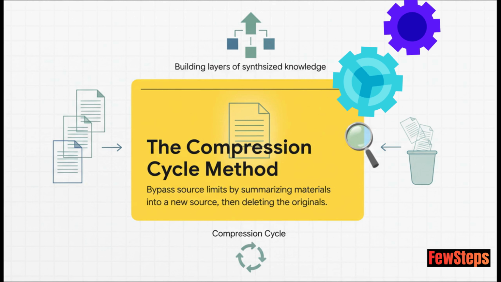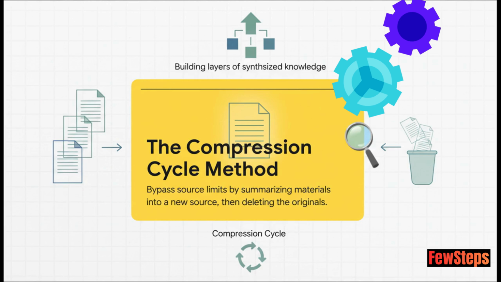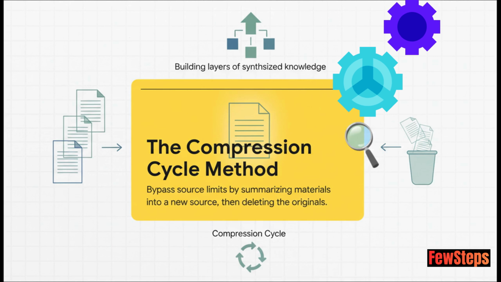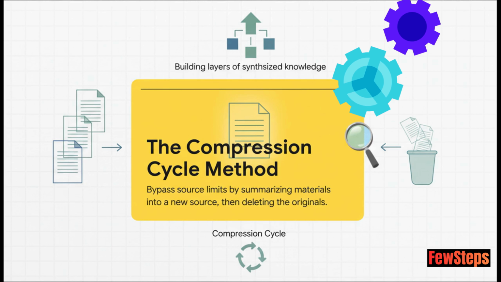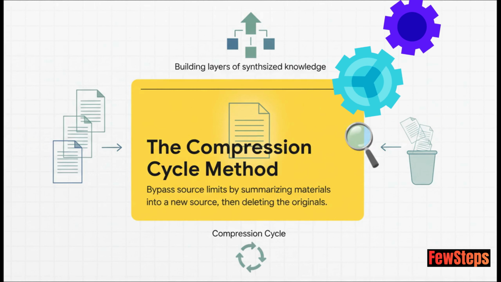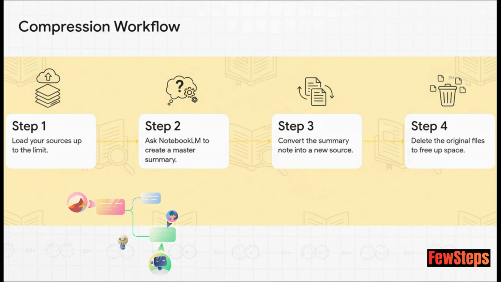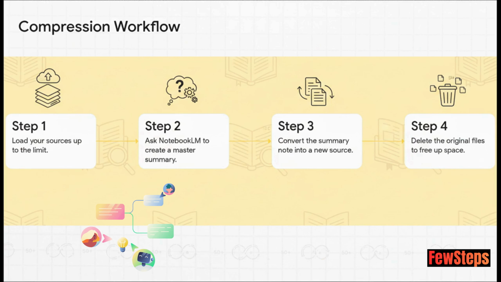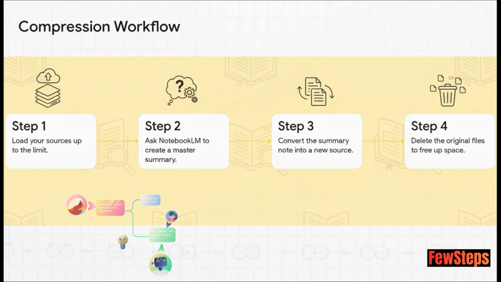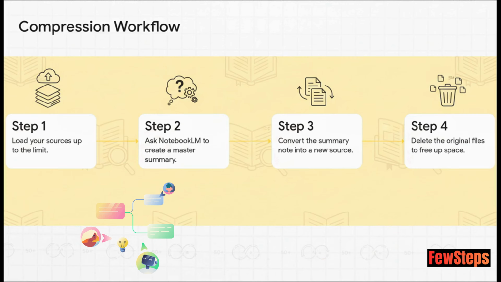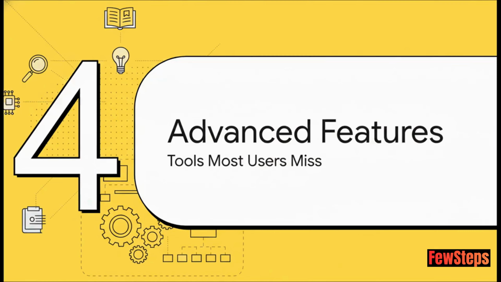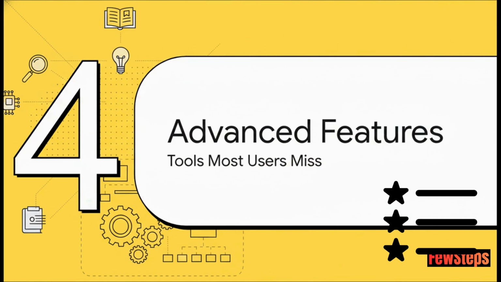You basically have the AI summarize a batch of sources into one big comprehensive note, you convert that note into a new source, and then you just delete the originals to make room for more. And the workflow itself is dead simple. You load your sources, up to that 50 limit, then you ask it to create a master summary. Step 3, you convert that summary note into a brand new source. And step 4, you delete the original files. Boom. You can repeat this cycle as many times as you want, effectively turning a 50 source limit into an unlimited research capacity.